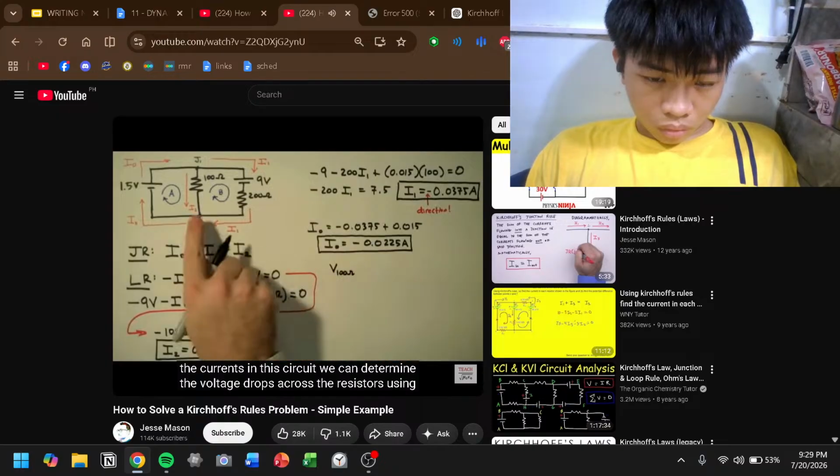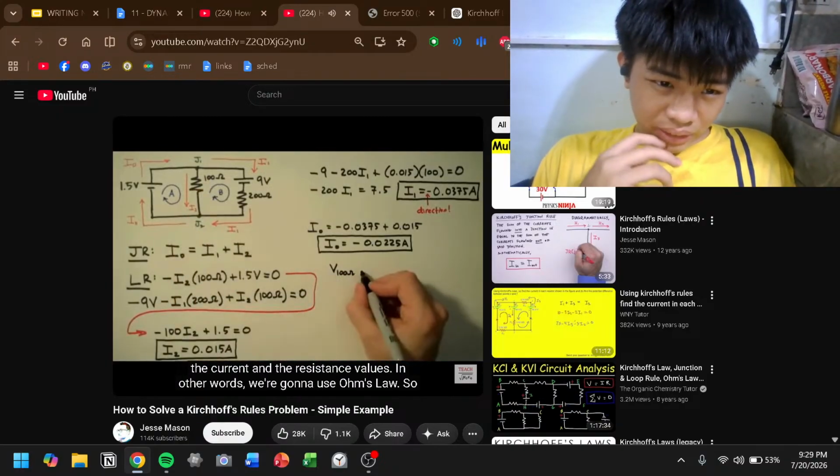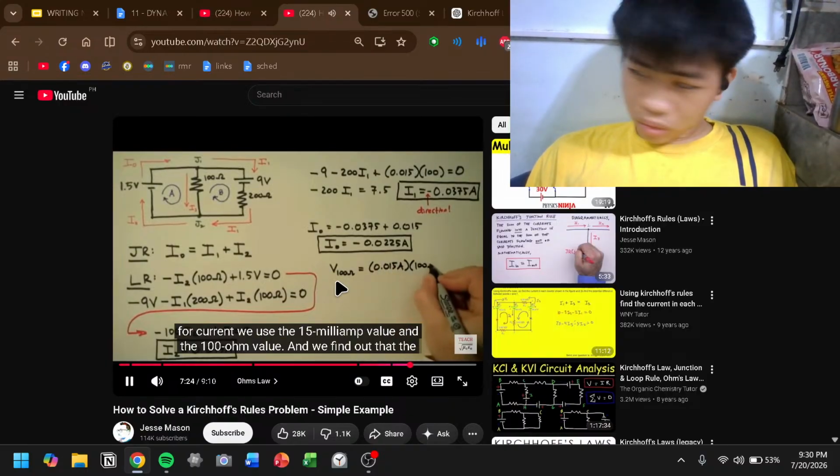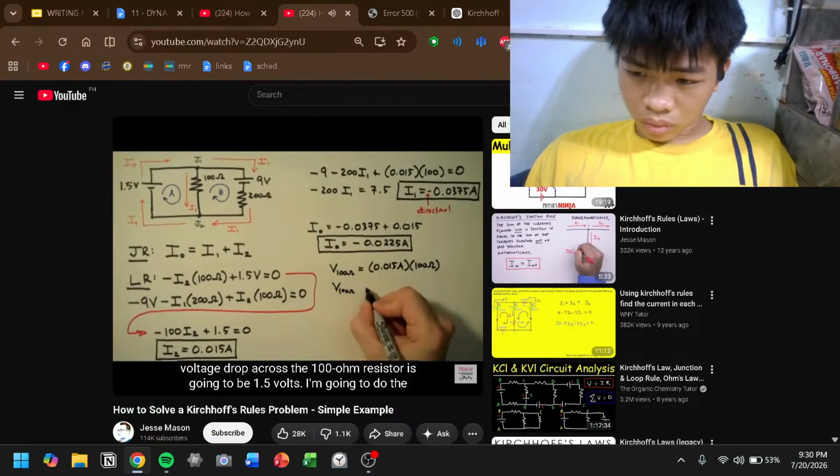So now that we have the currents in this circuit, we can determine the voltage drops across resistors using the current and the resistance values. In other words, we're going to use Ohm's law. So for current, we use the 15 milliamp value and the 100 ohm value. And we find out that the voltage drop across the 100 ohm resistor is going to be 1.5.